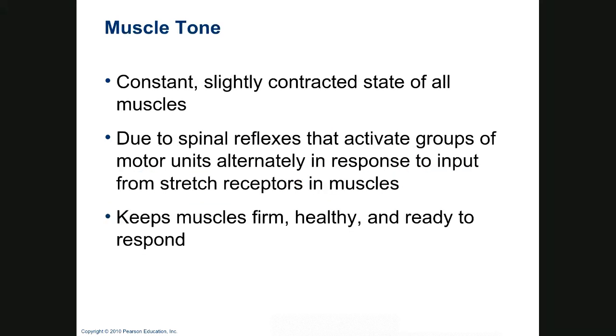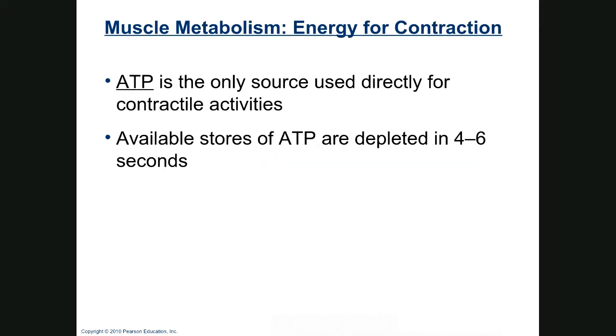Muscle tone is a state of slight contraction of all the muscles. It comes from spinal reflexes and helps keep muscles healthy, firm, and ready to respond. The more you exercise those muscles, the better that muscle tone is. ATP, adenosine triphosphate, is the only source of energy you can use for muscle contraction.